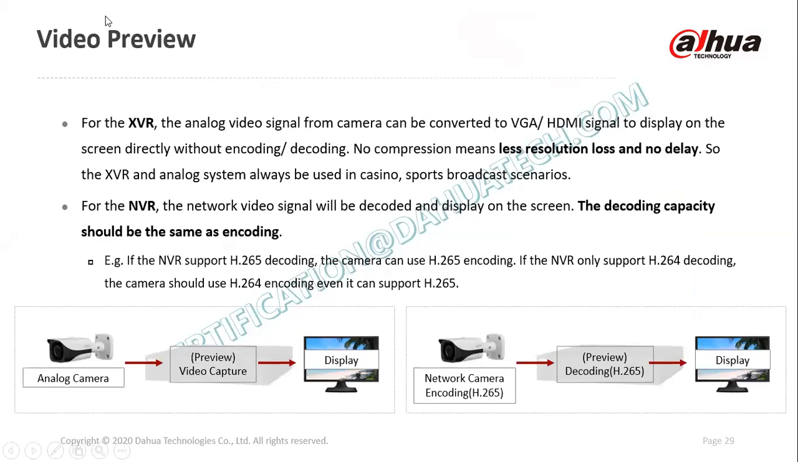So video preview, for the XVR analog video. Remember when we said the XVR can support both IP and analog cameras. Comparing XVR with the DVR, XVR can do encoding, that is, get the analog signal from the camera and convert it to a digital signal for the display. That's the VGA or HDMI.